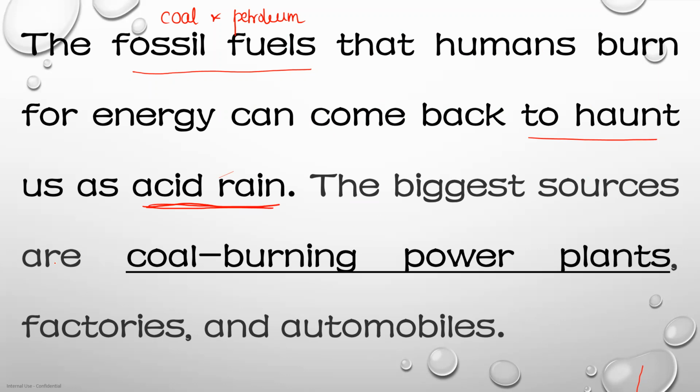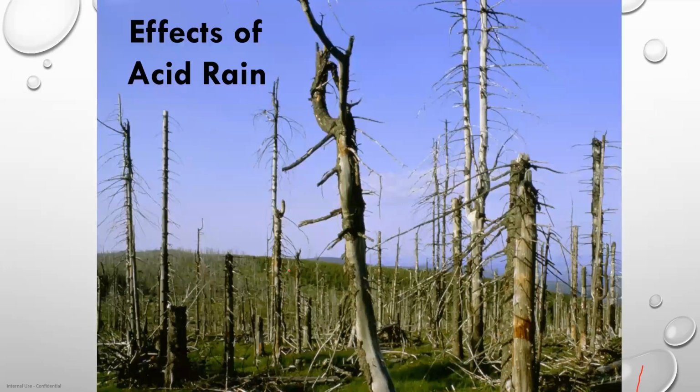The biggest sources are coal burning power plants, factories, and automobiles. Remember this. Right? See the effect of acid rain. The leaves get burnt out, they die. There are no leaves in these trees.